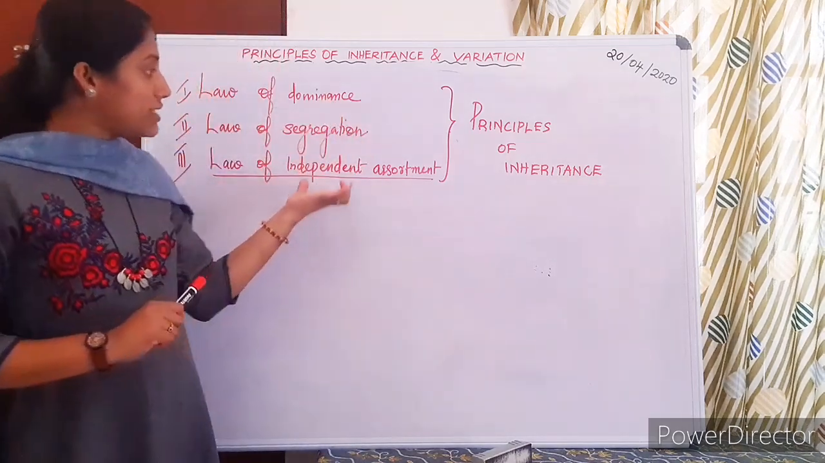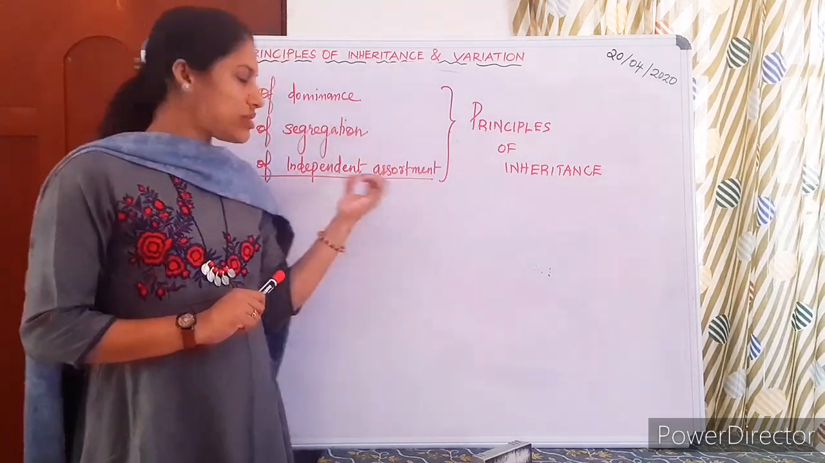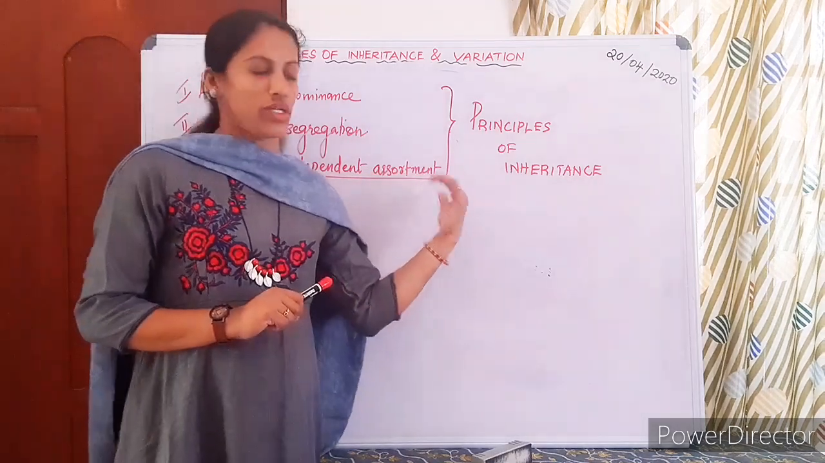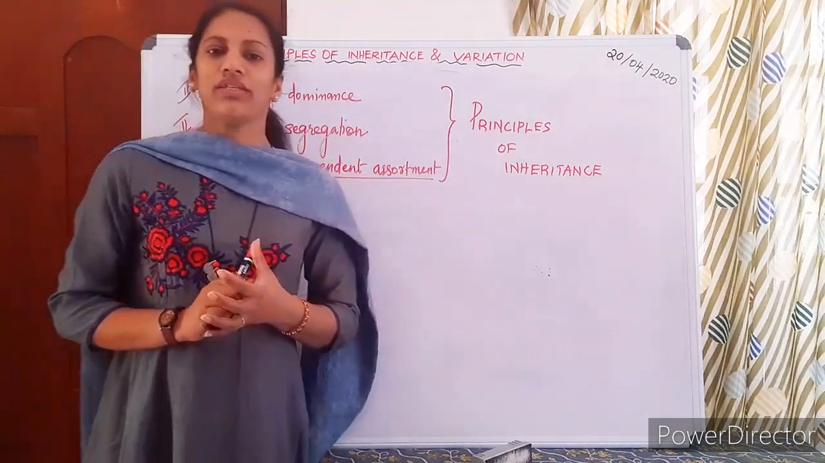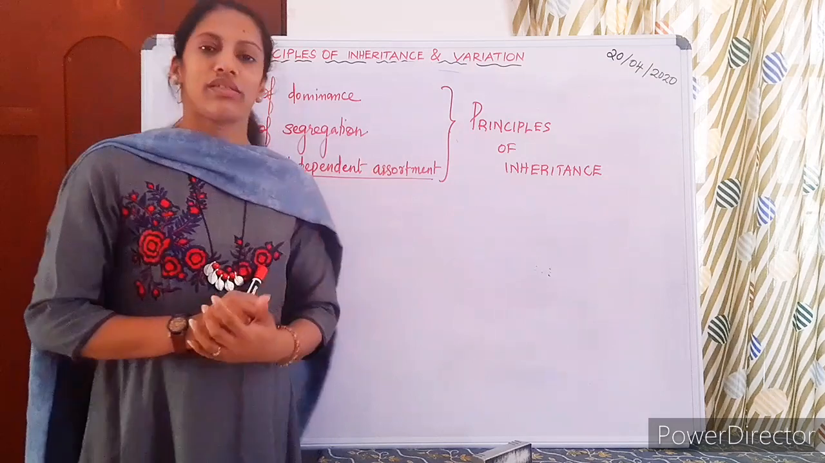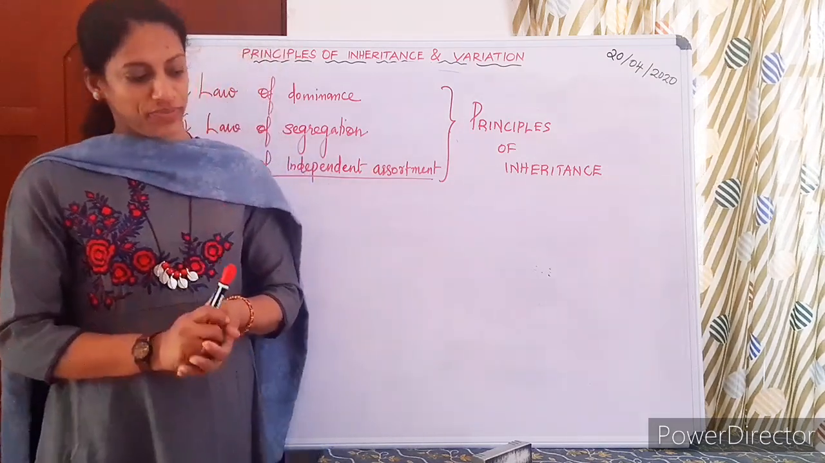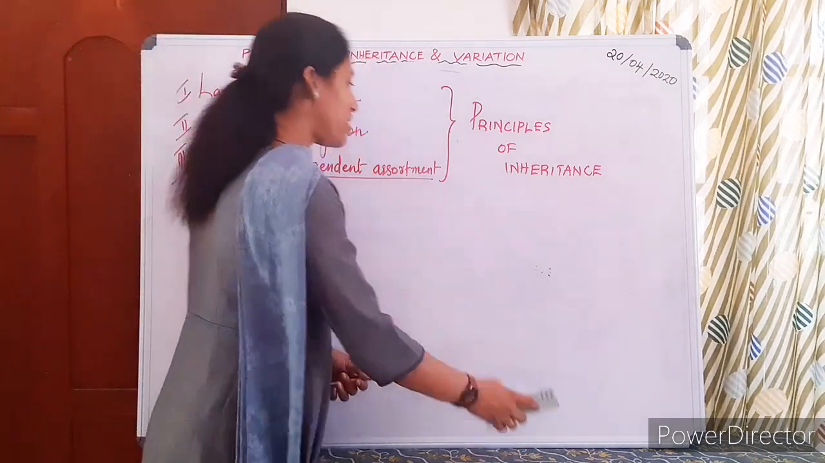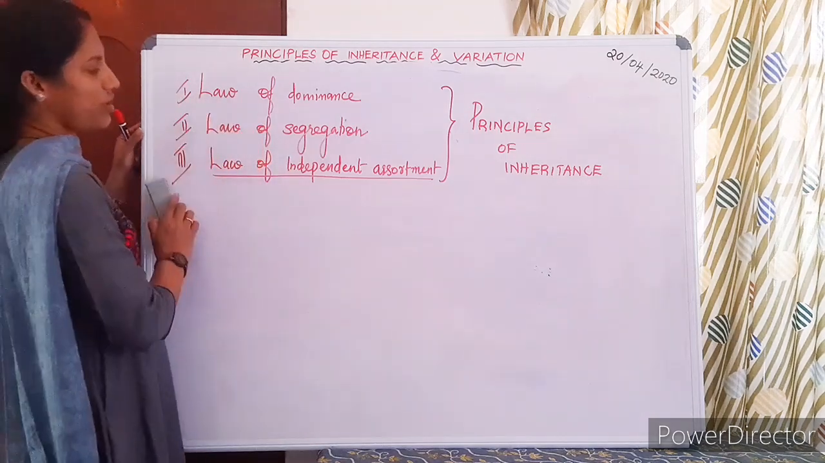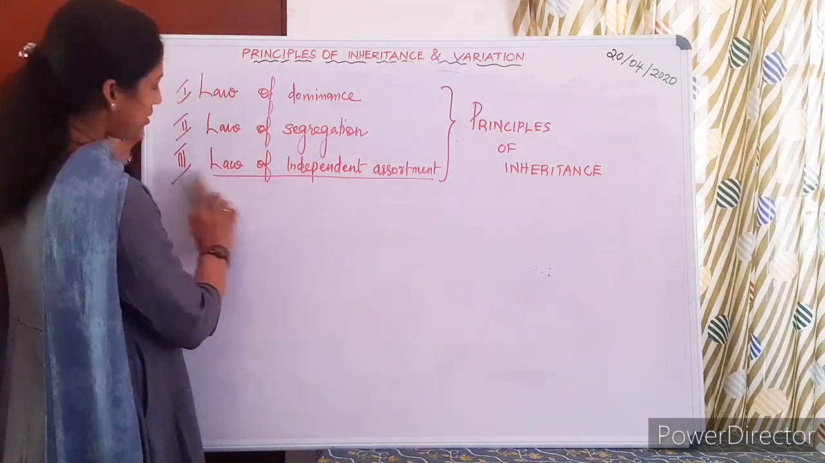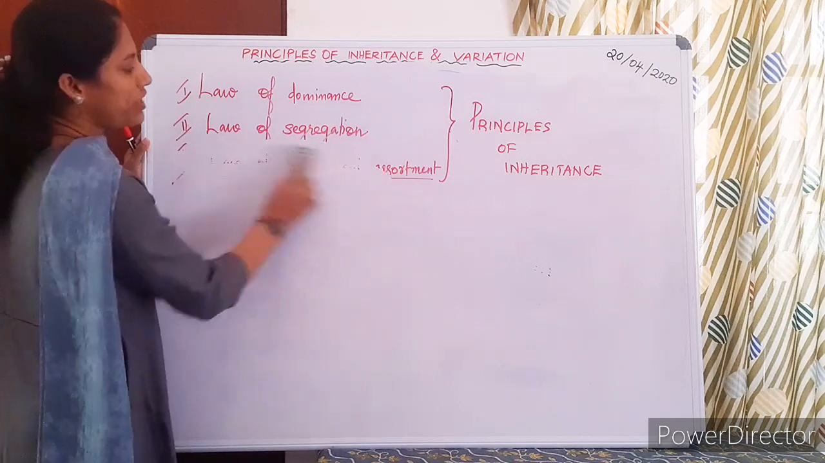And the most criticized law among these is the law of independent assortment. The other two laws are more or less accepted. This is greatly criticized later by other scientists. So after his monohybrid cross, the first two laws. After the dihybrid cross, the third law, law of independent assortment.